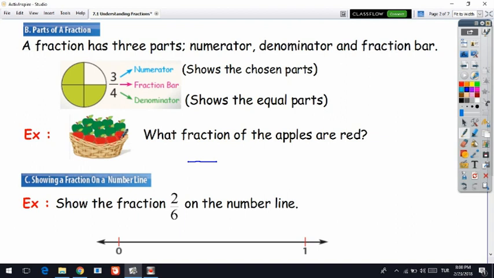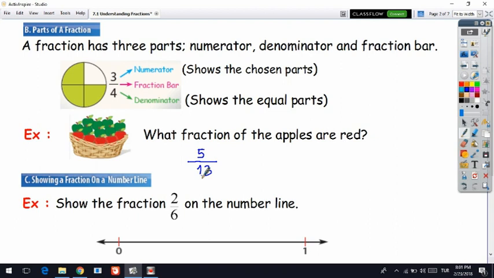Okay, now let's count it. How many red apples do you have? 1, 2, 3, 4, and 5. First I write here 5. Then what number comes on the bottom? It means the denominator. The denominator shows the equal parts. I mean, in this question, how many apples do you have in this basket? I will count all: 1, 2, 3, 4, 5, 6, 7, 8, 9, 10, 11, 12, 13. I write the number of apples in the denominator.